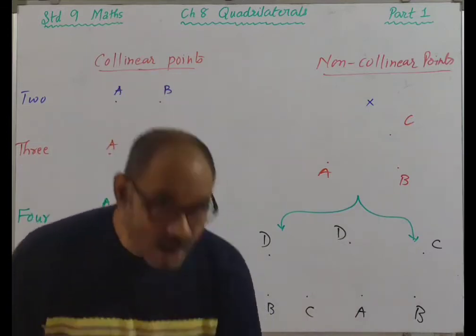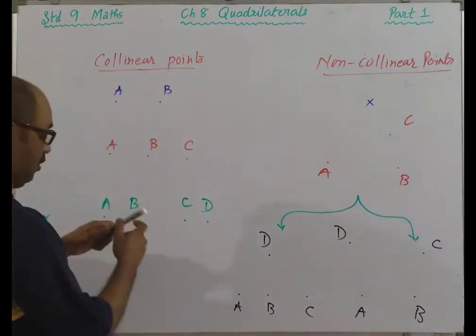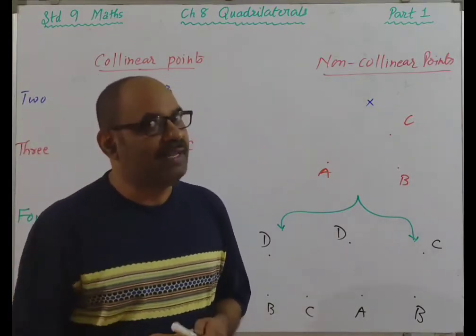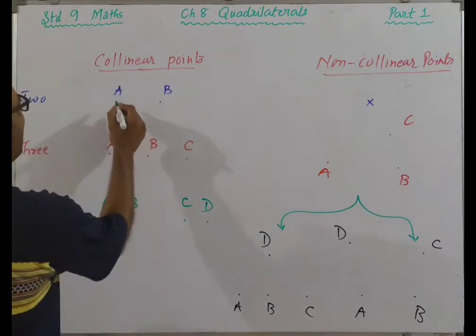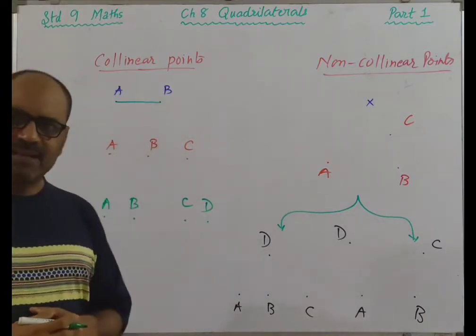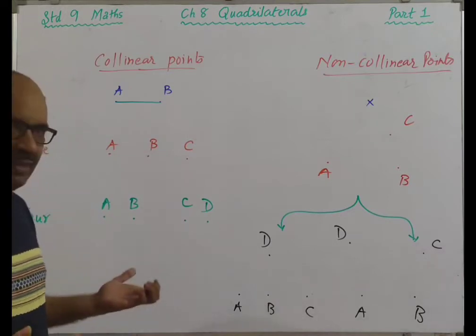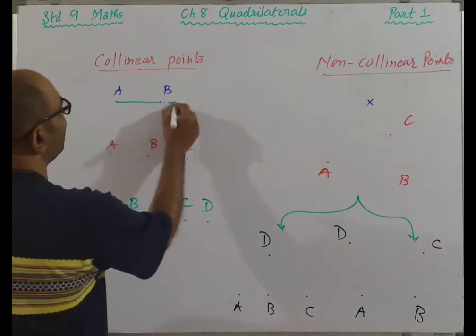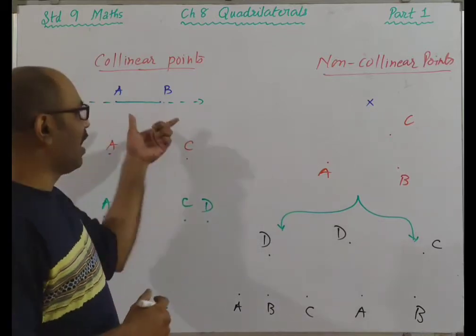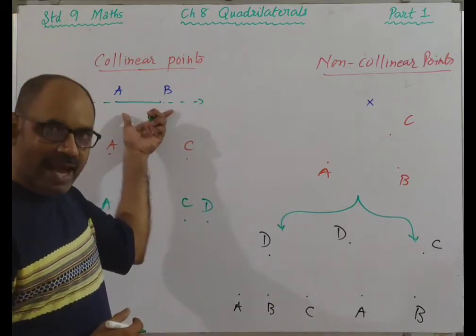Alright. Now I am going to join each point with the other by means of a line segment. So here A and B are there. So you got one line segment AB. That's it. And if you imagine a line passing through it, then we get line AB containing line segment AB.